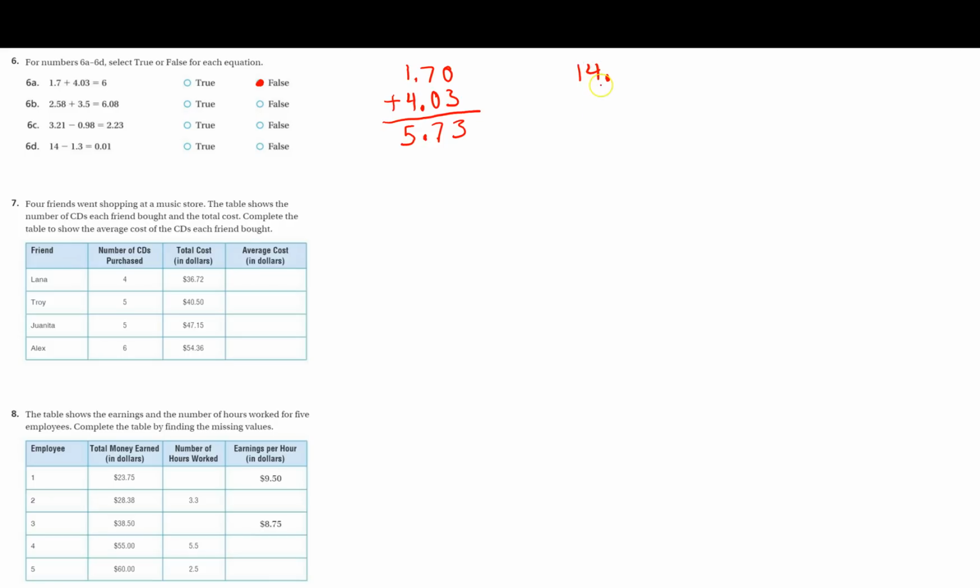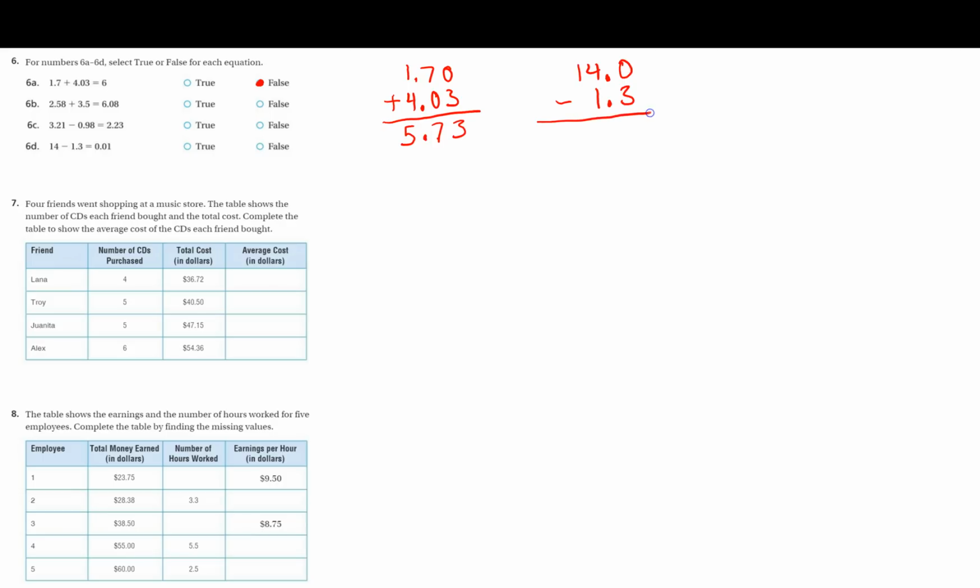This 4 is still in the ones place. The 1 is still in the tens place. So by adding this decimal behind, I haven't changed the value of anything. Okay, minus 1.3. I can put my 0 placeholder because, again, I haven't changed the value of anything. The 4 is still in the ones place. This 1 is still in the tens place.